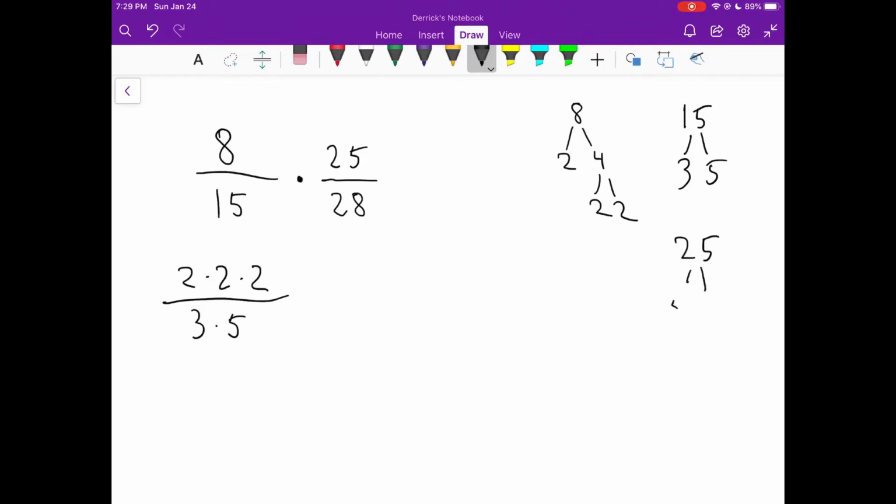25 breaks into 5 times 5. And 28, you could break into 4 and 7. I mean, you have some options there, but 4 and 7 would be one of them. And then 4 is 2 and 2, or you could have gone 2 and 14. Either way, however you break it down, eventually you will get prime factors of 2 times 2 times 7, right? That's what we're looking at right now.